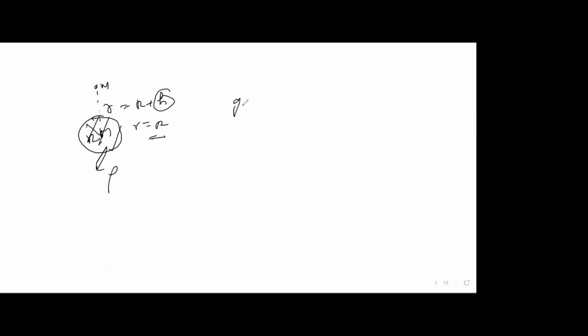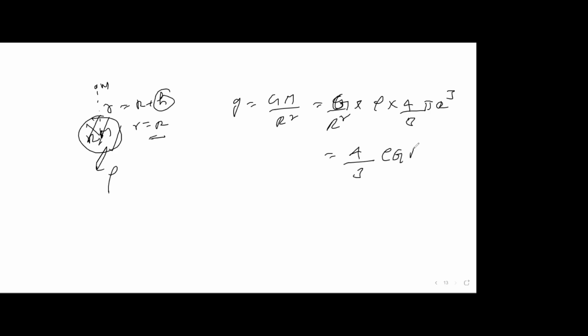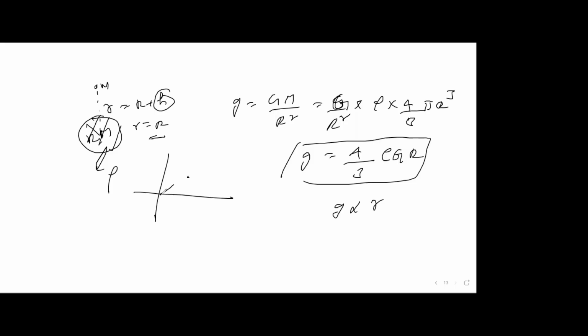So you can write this value GM by r square. Mass is density into volume. Volume, if I assume earth as a perfect sphere, is 4 by 3 pi R cube. This becomes 4 by 3 pi rho G r. So g value is proportional to what? r. If you take small r, it varies linearly from the center. So if I draw the graph for g value, it varies linearly with the center.